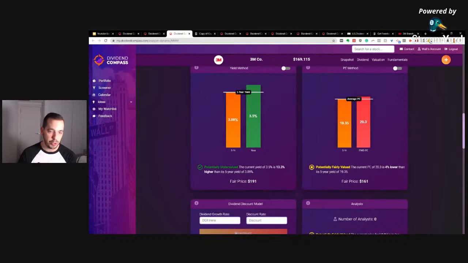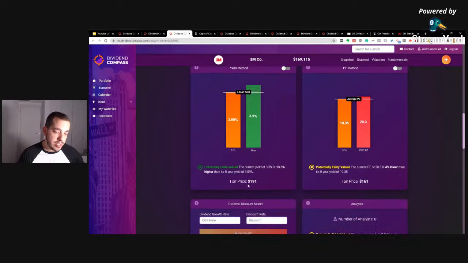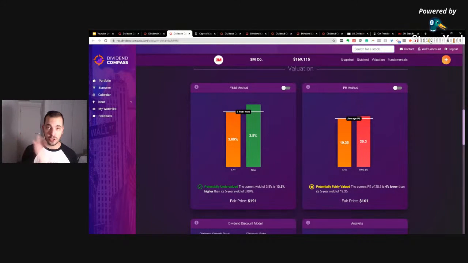In this case, it tells you potentially undervalued. It says the current yield of 3.5% is 13.3% higher, which is good, than its 5-year yield of 3.09%. And it automatically works out that the fair price should be somewhere around $191. You can hover here for more information. I don't let this calculation go too crazy because you can get some pretty crazy numbers, so I tend to limit it somewhere around a 20% discount. So this says $191, which is the fair price using this method.